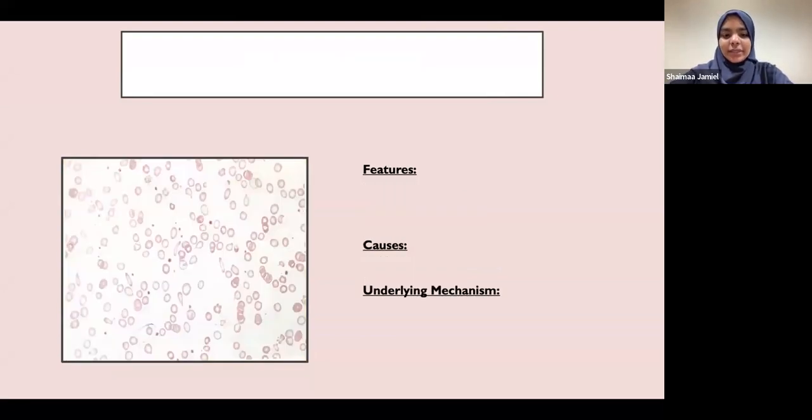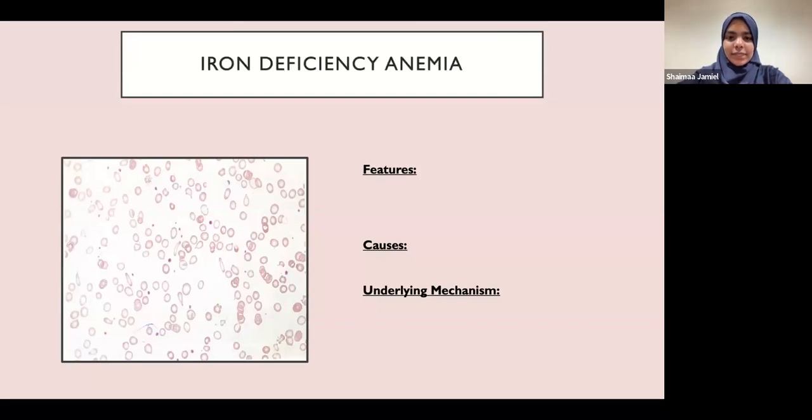This one. What is this? What anemia is this? From the image. Iron deficiency. Yes, iron deficiency anemia. What features did you see here? 4 features that made you think that it's iron deficiency anemia. You need to know the names of these 4.